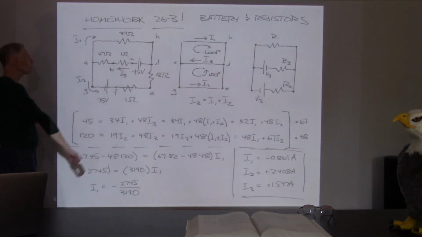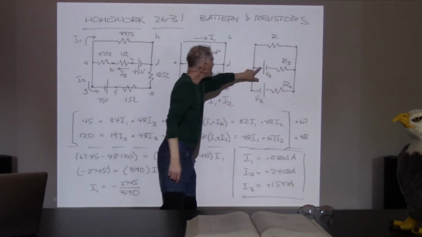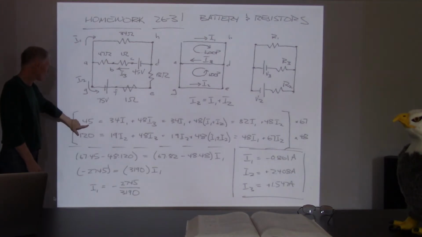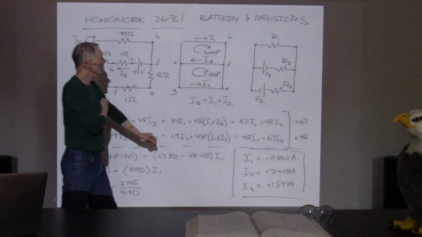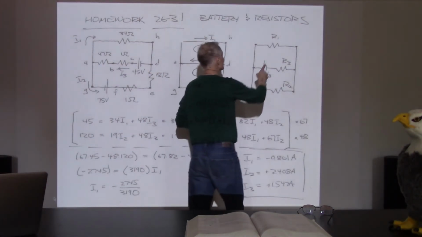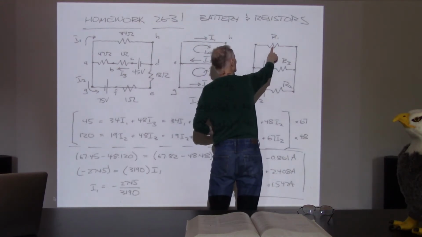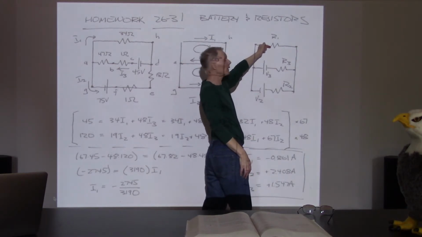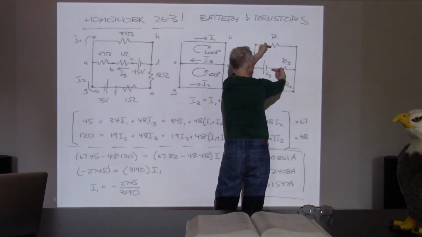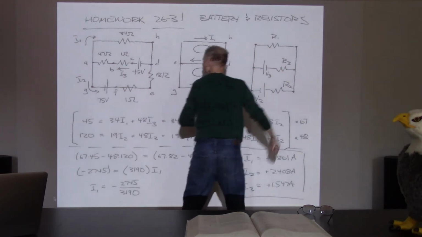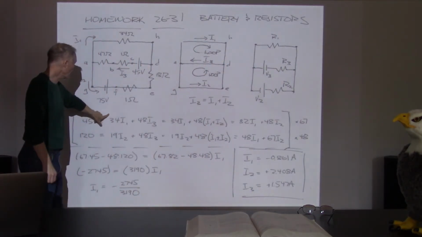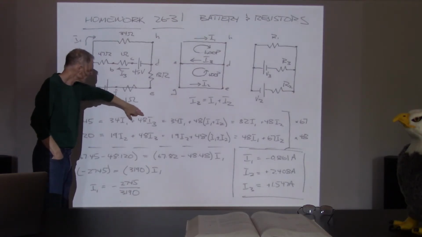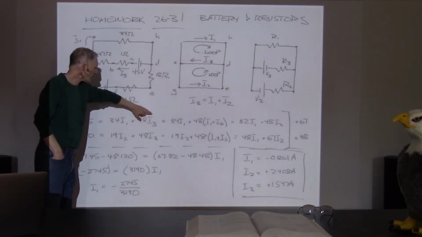So in that upper loop, I have just this one battery, and that battery was my voltage boost, and that was 45. And then I had 2 resistances. I had to deal with R1 and R3. Now the current going through R1 is I1, but the current going through R3 is I3. So this is R1, the 34 ohms, times I1 plus 48 times I3.